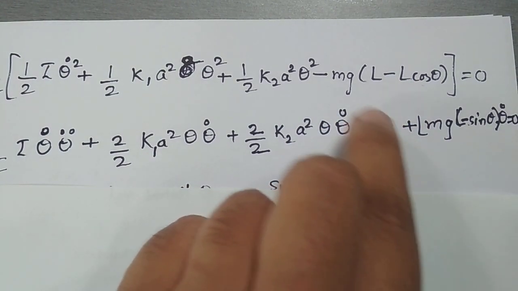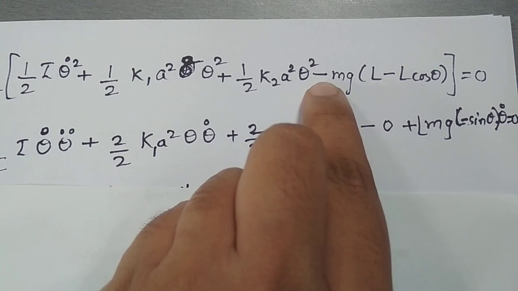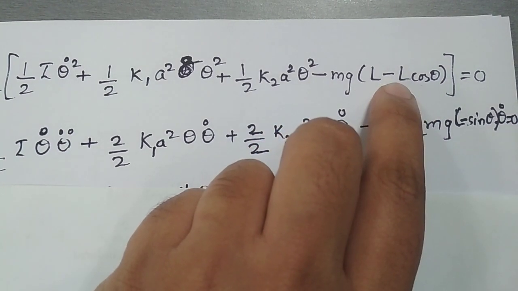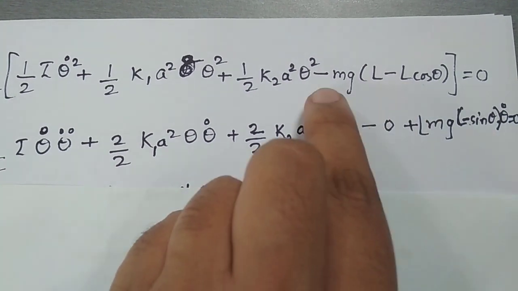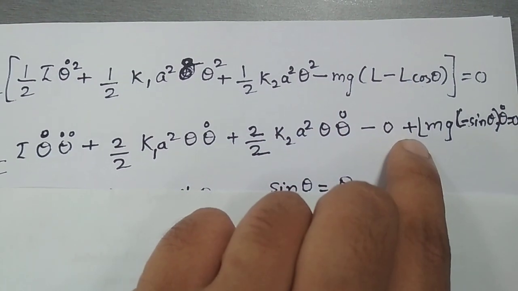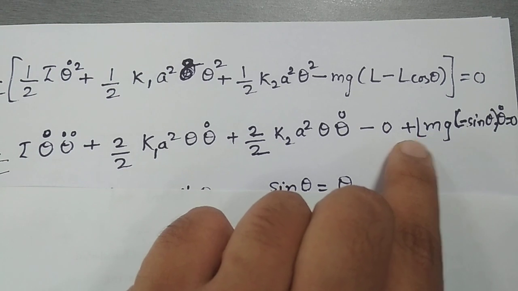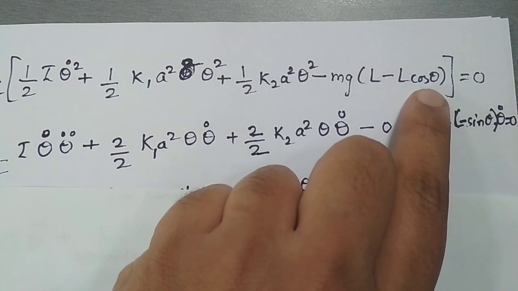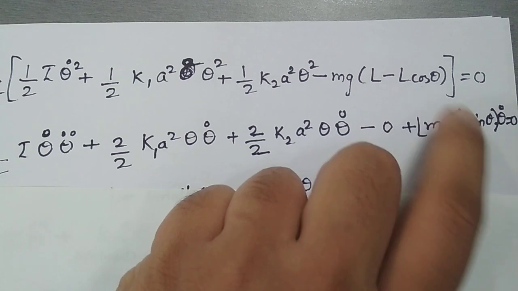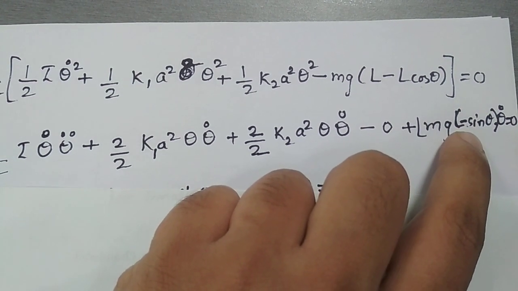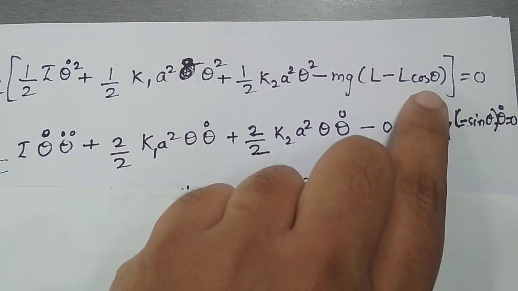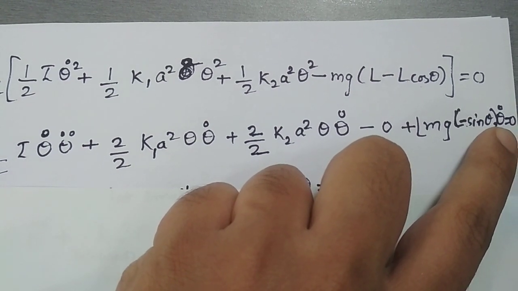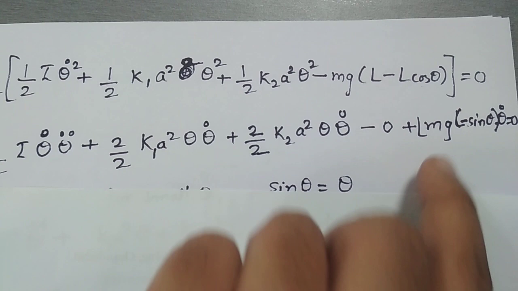Why does this plus become minus? mg into minus of L cos theta, so minus will become a positive, and that will be mgL. Take the derivative of this cos theta, which is again in brackets. The derivative of cos theta is minus sin theta, into theta dot, and it is equal to 0.